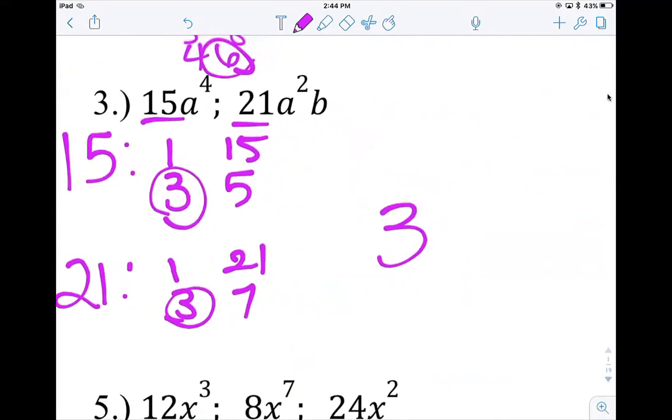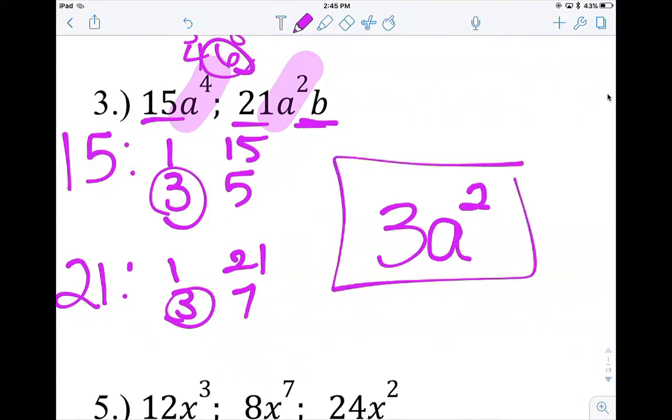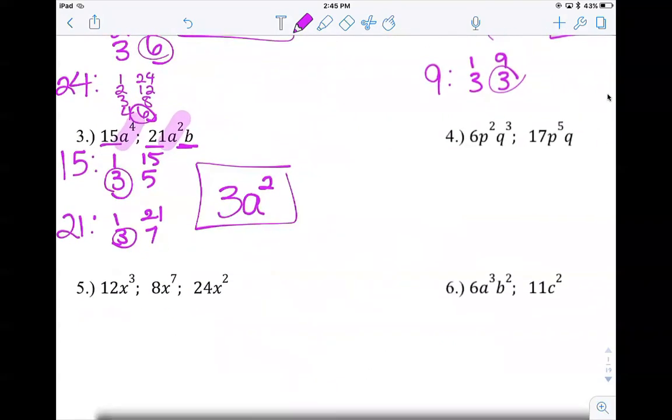Now I'm looking at my letters. I have an a to the 4th and an a squared. They have that in common, and we're going to take out the smallest exponent of that letter, which is a squared, and that is it. Yes, there's a b, but 15a to the fourth has no b, so there is no b in our answer. For it to be a greatest common factor, it has to be in all parts.